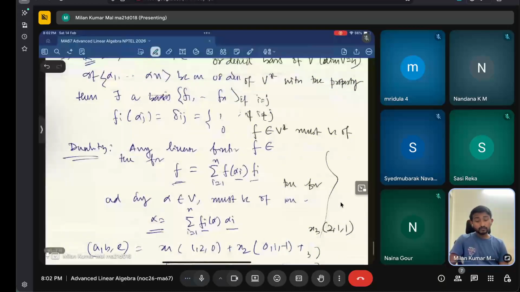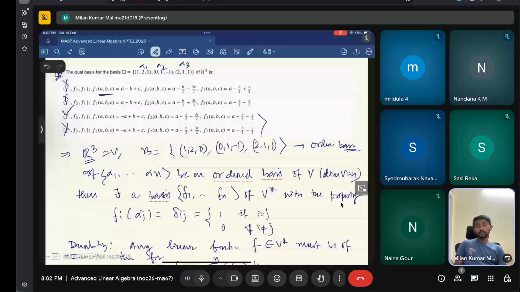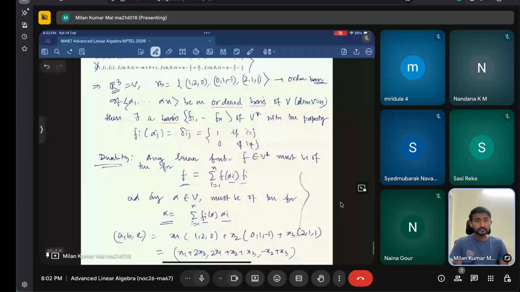So is it clear? This is an interesting problem, easy and interesting. But even still, if you have any doubt, you can ask. Is this problem clear?